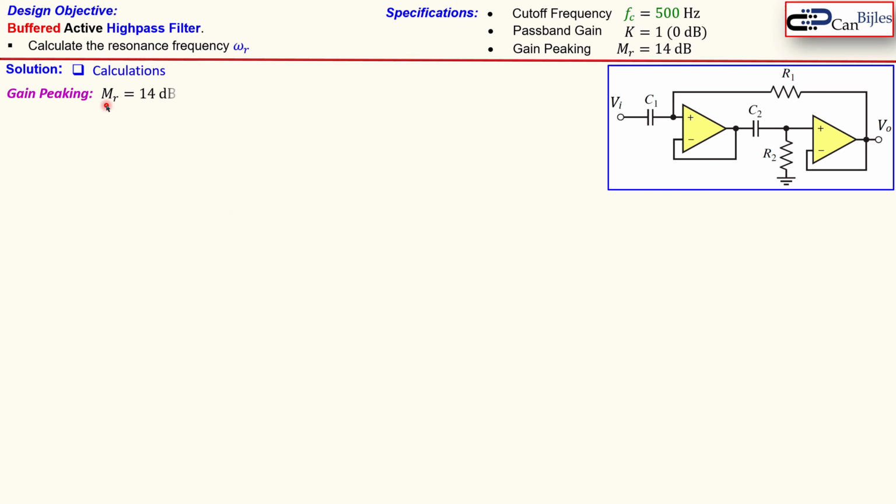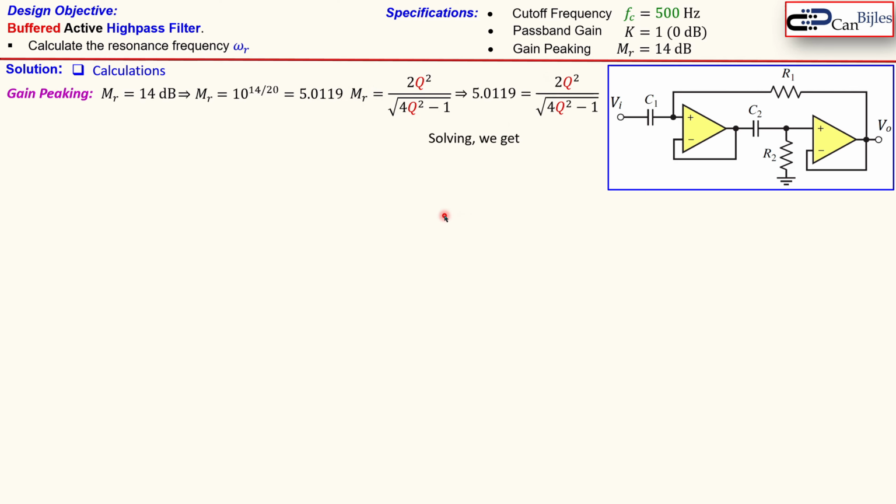Okay, let's start with the calculations. First, we start with the gain peaking, which is the 14 dB. We convert that to the scalar value, which is 10 to the power 14 over 20, approximately 5.01. Now we can use the formula of the MR, which is 2Q squared over the square root of 4Q squared minus 1. You substitute this calculated MR, then you solve this using a solver, and you get a Q of almost 5, which is 4.9866.